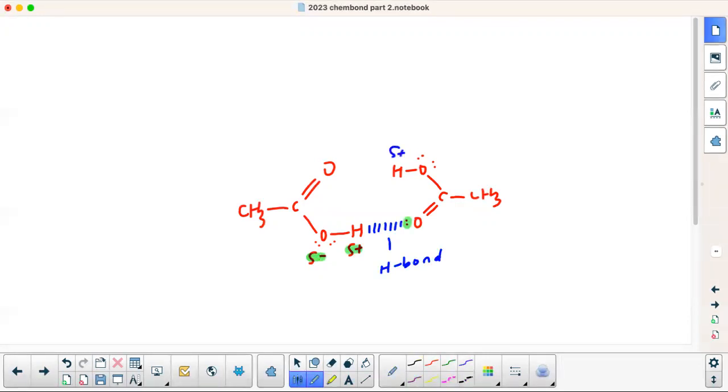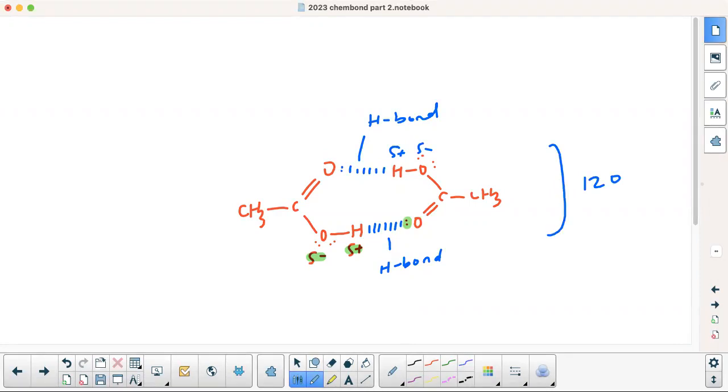Do the same for the other side. Delta plus on the H, delta minus on the O. Put the lone pair on the O, then draw this. So this shows this is the H bond. Got it? So that's how we mark: the delta plus, delta minus, and the lone pair. So this is a dimer, right? Hydrogen bond on both sides, and quite easy. So the whole entire Mr is 120. It's double.